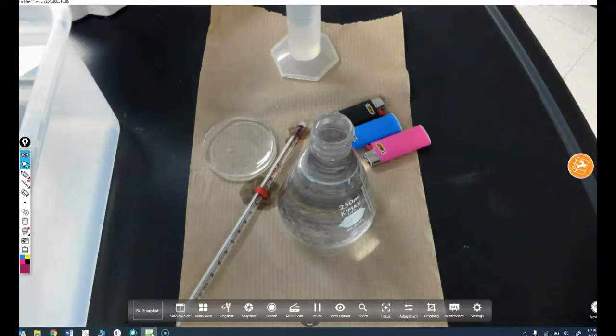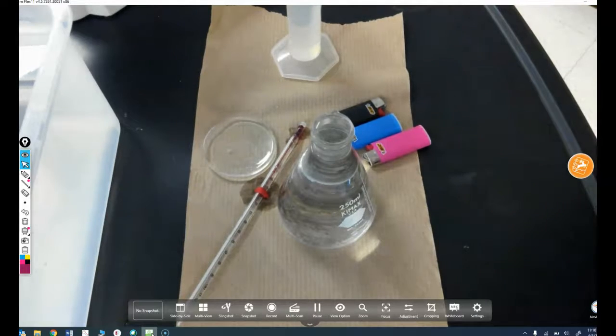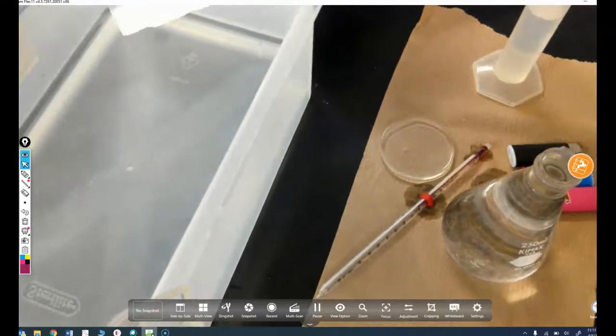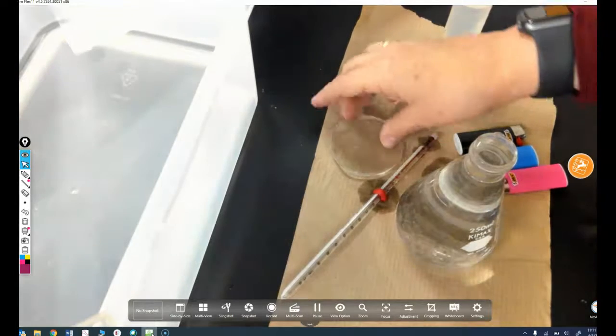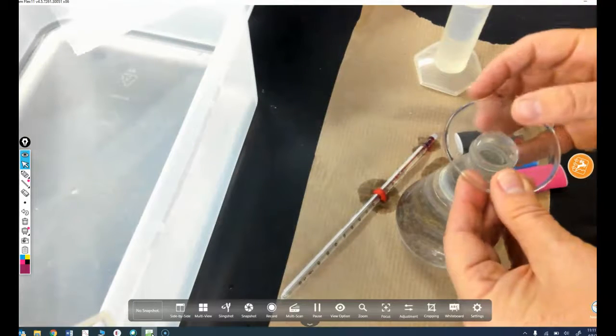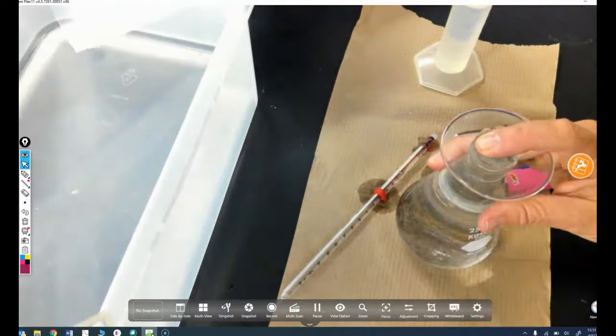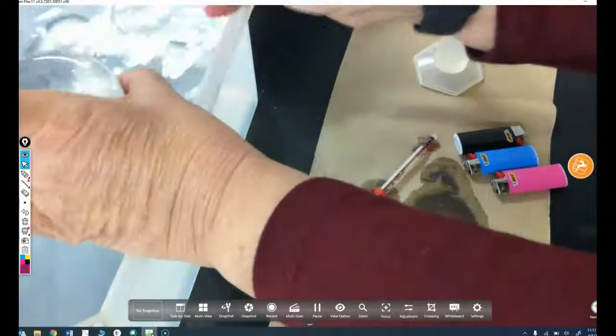The next step is to fill a trough with water. Here is my trough. It is actually filled with water. I am going to hold the glass plate over the top of my Erlenmeyer flask, and I'm going to hold it tightly. By the directions, it says to carefully turn the flask upside down and place it underneath the water. So that is what I have done.